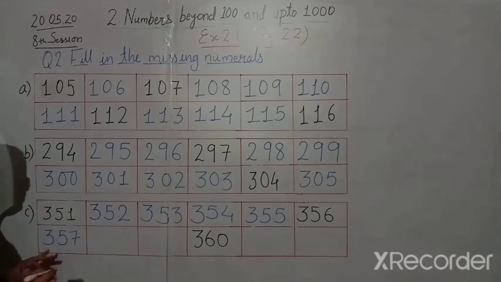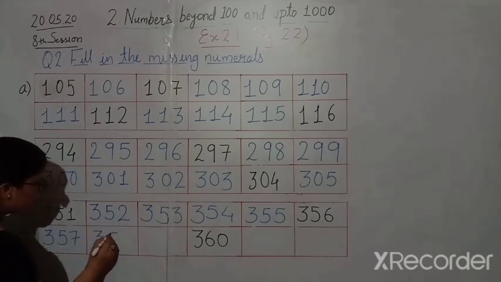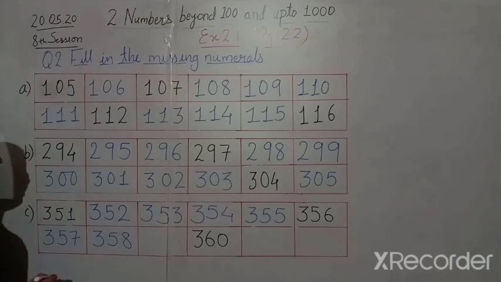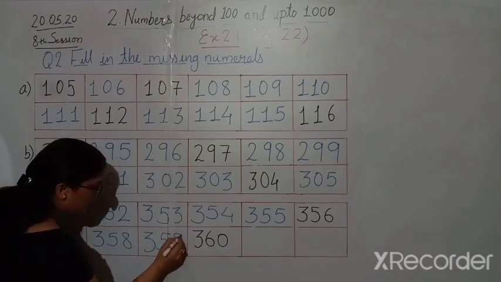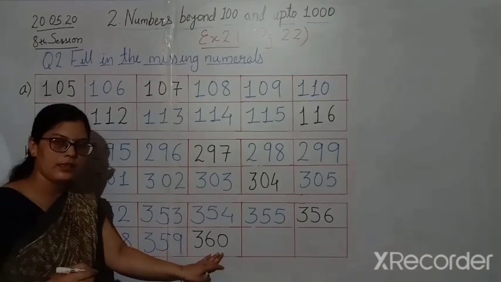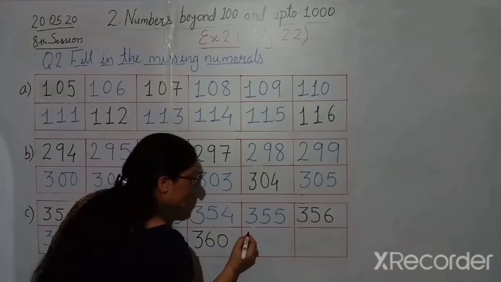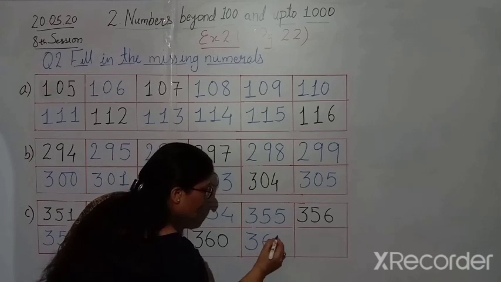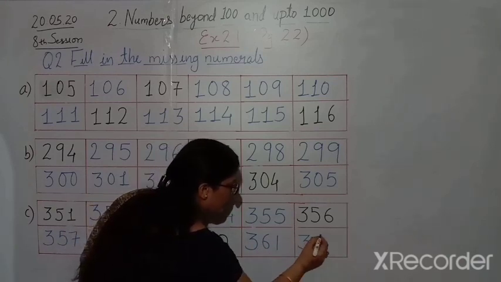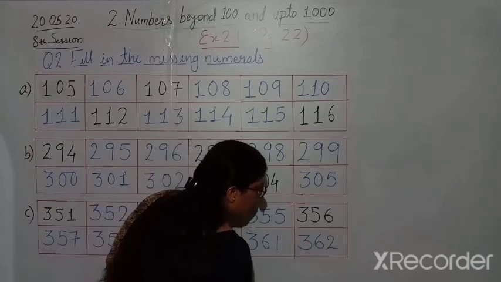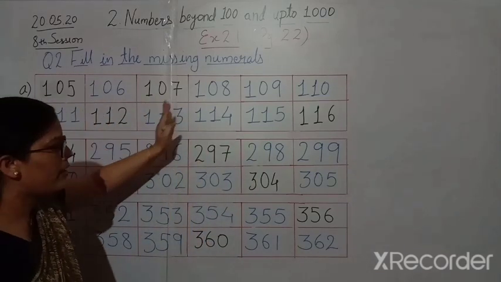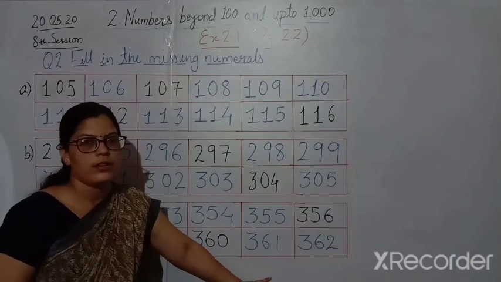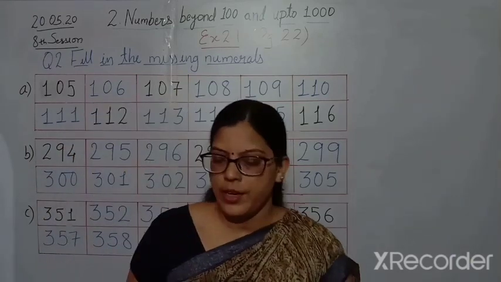357, then 358, 359, 360 is given. After 360, 361 and 362 will be the last number here. So in this way, you have to count forward and fill all these blocks. Clear?